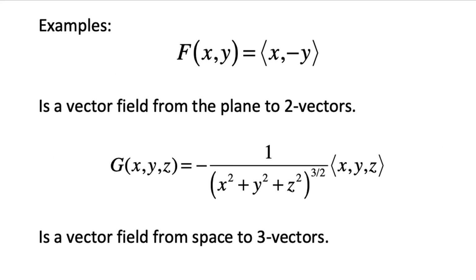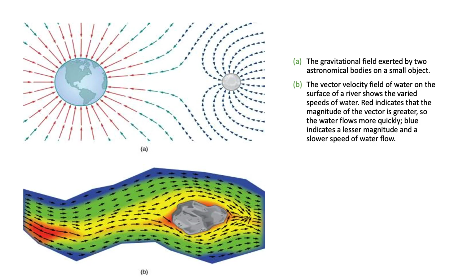It takes points in 3-space, here Cartesian coordinates x, y, z, and it gives you another 3-vector, and it's this: negative 1 over (x squared plus y squared plus z squared) to the 3 halves, times the position vector (x, y, z). This would be pointing in the opposite direction to the actual position vector here. Okay, this is an important one. In essence, a multiple of this is the gravitational field. But it's a vector field from space to 3-vectors.